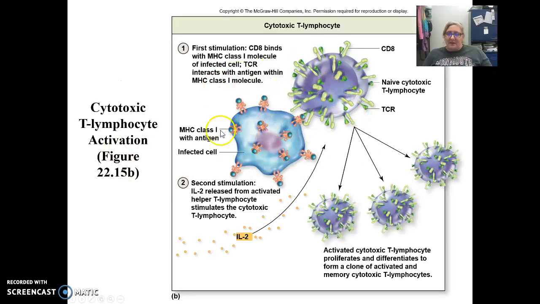And so here you can see antigen, MHC class I proteins with self, non-self associated. A cytotoxic T cell binds. It gets co-stimulated by interleukin-2 from helper T cells, and that's going to cause it to produce clones of itself. Some are going to be the activated cytotoxic Ts, and some will be memories.